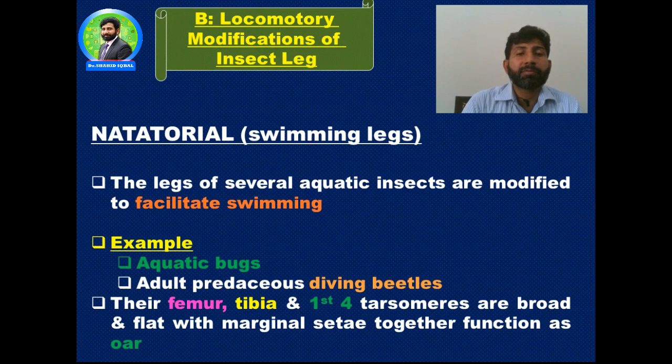Natatorial legs are swimming legs. The legs of several aquatic insects are modified to facilitate swimming, for example aquatic bugs and adult predaceous diving beetles. The femur, tibia, and first four tarsomeres are broad and flat, with marginal setae. These function like oars, an oaring structure that participates in swimming.